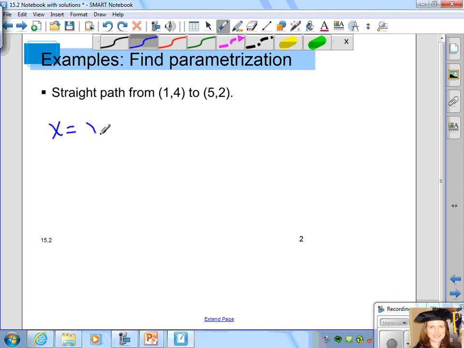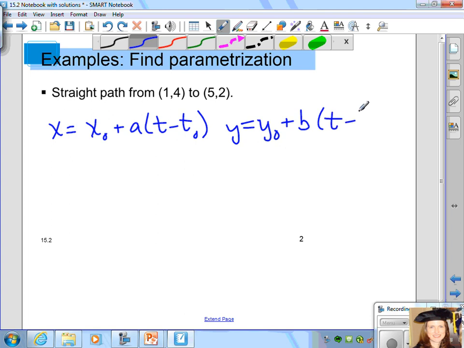x is equal to x sub 0, that's the starting x, plus a times the quantity t minus t sub 0. And then you can use y equals y sub 0 plus b times t minus t sub 0. Now I've introduced some variables here. x sub 0, y sub 0, that's going to be your starting point.